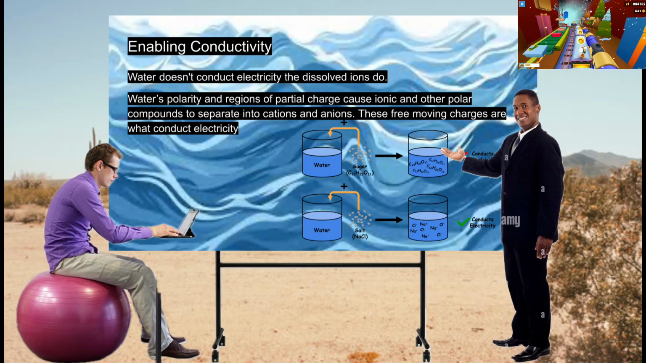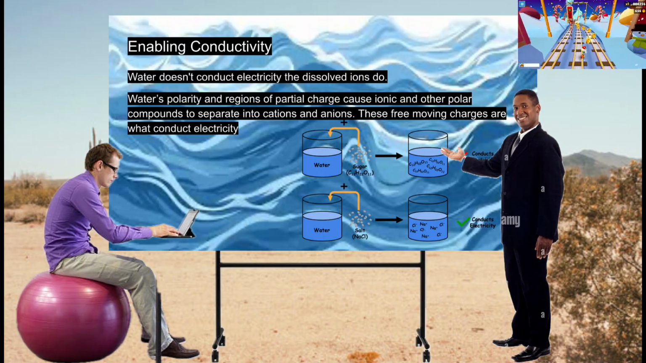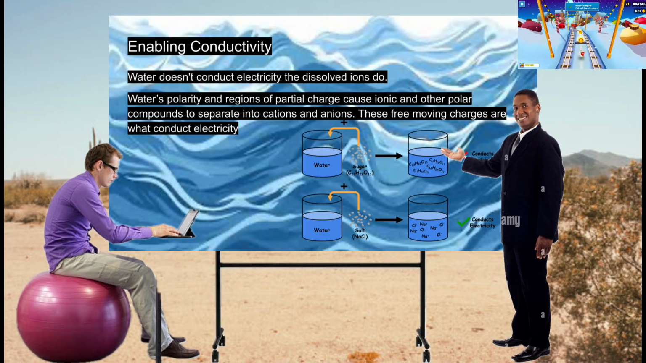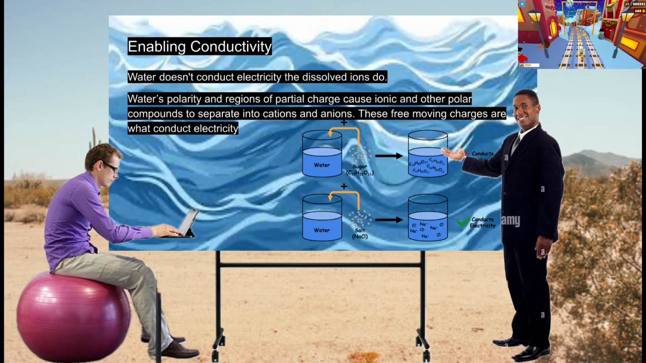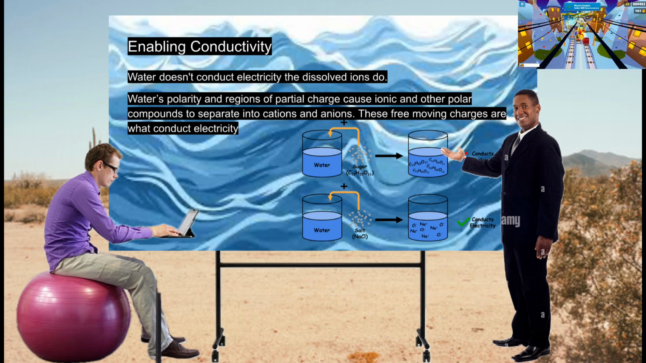Nope, the water's just a stage. The stage? Yeah, its polarity separates the ions so they can move freely. So the ions carry the shocks. Yup, exactly. They all just need the water to flow. Oh, so water enables conductivity without being the conductor itself?